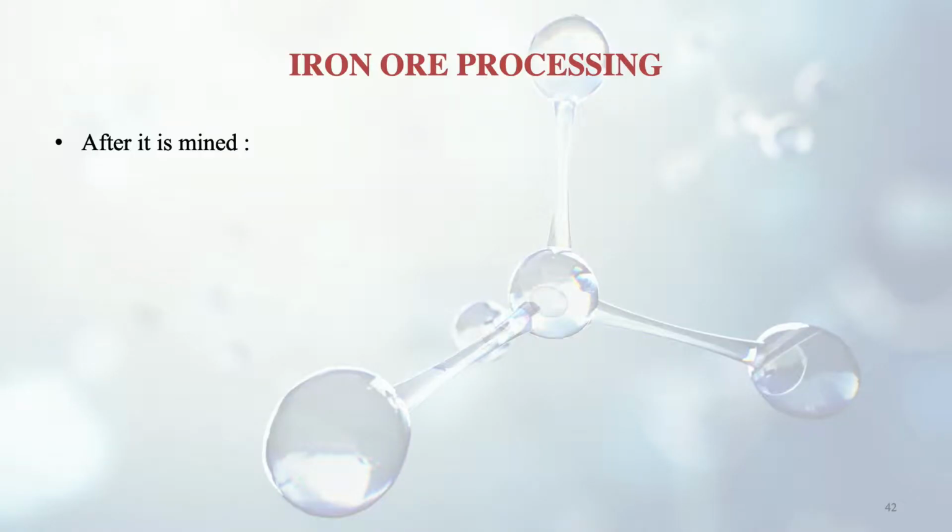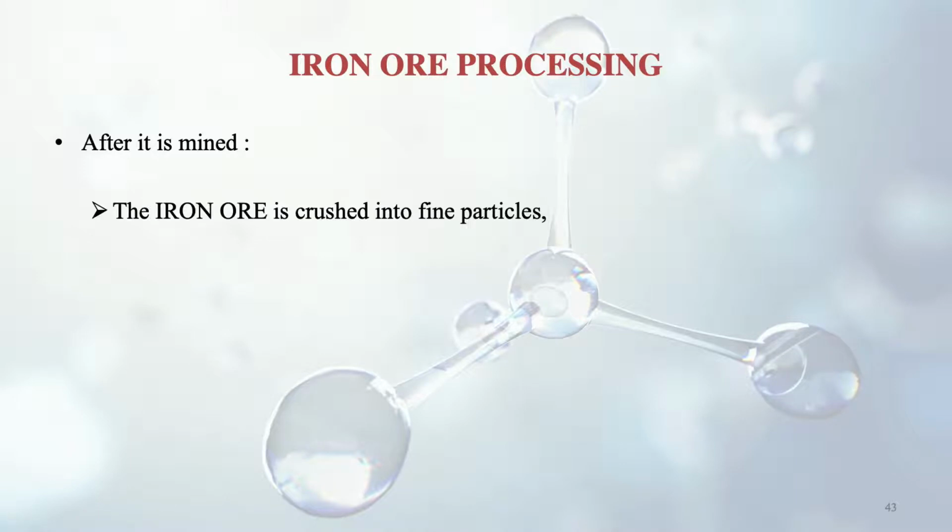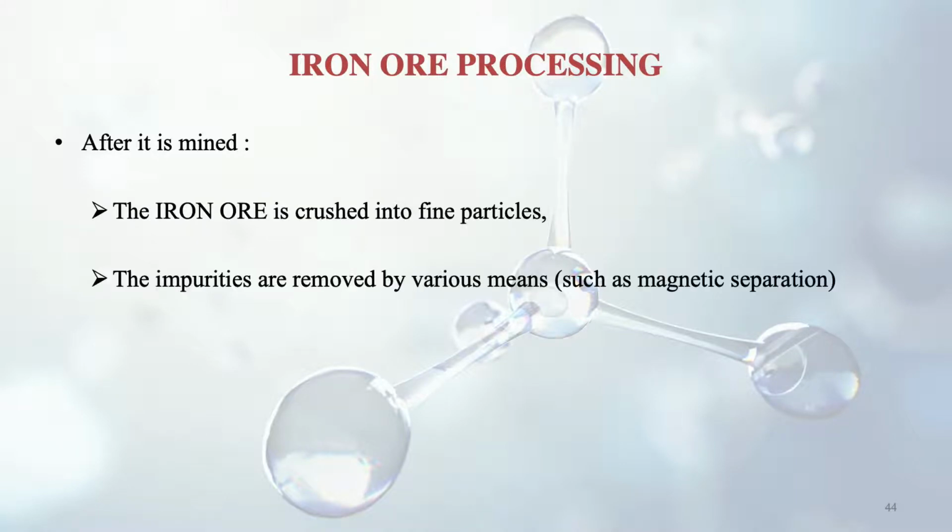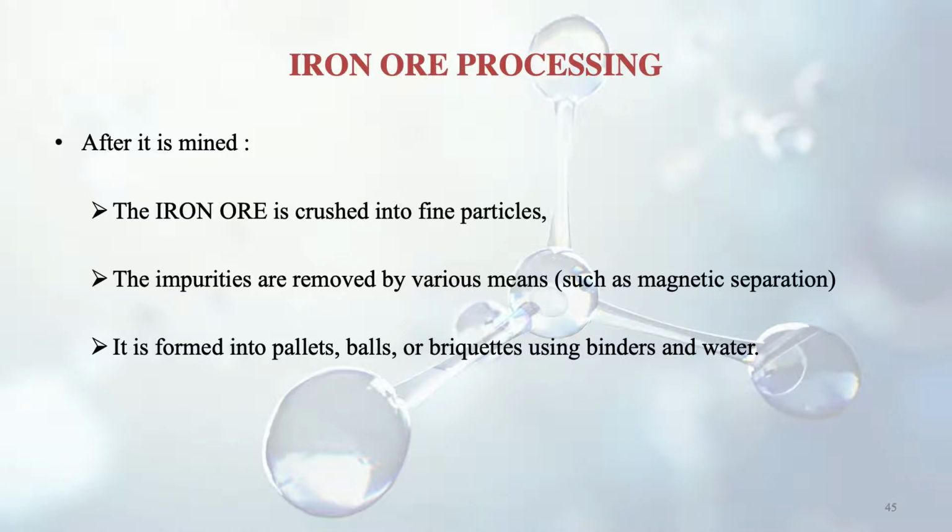So now we discuss the processing of iron ore. After the iron ore is mined, it is crushed into very fine, very small particles. The impurities are removed by various means. We know that there are certain impurities in everything. It's an ore, so we have to remove those to get the pure form of iron. There are different methods. One is the magnetic separation method. And then it is formed into pellets, balls or briquettes using binders and water. So it is changed into small pellets or balls with the help of different kinds of binders to stick it together, and water is also used for that purpose.